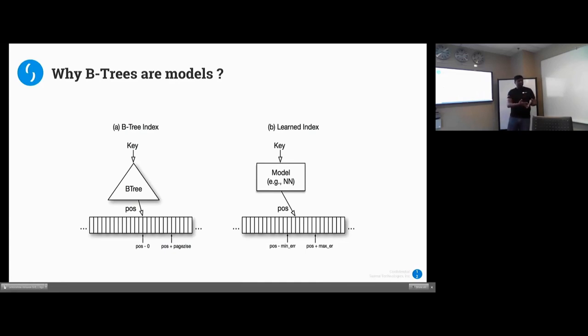In the case of a learned index, if you look there, it takes a key as an input and gives a position as an output. So it can actually be replaced with a learned methodology, where you can actually force it to learn.